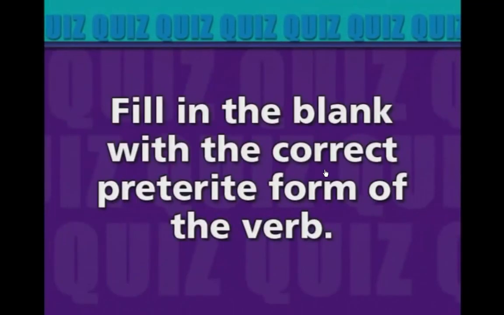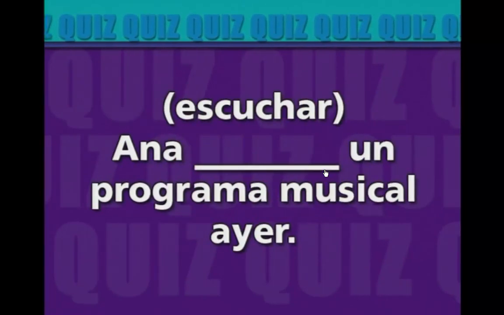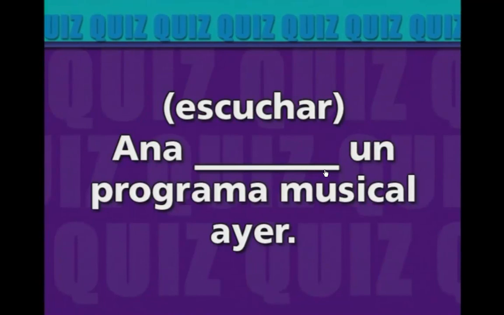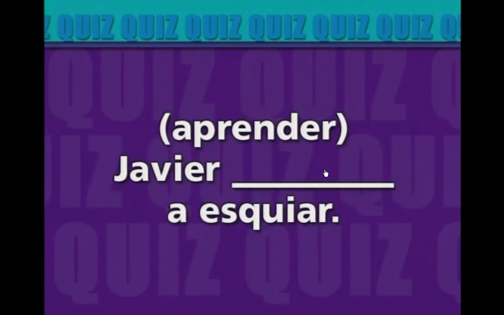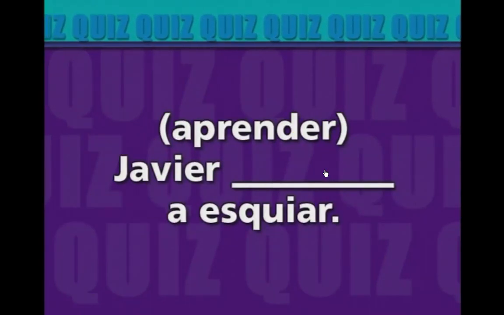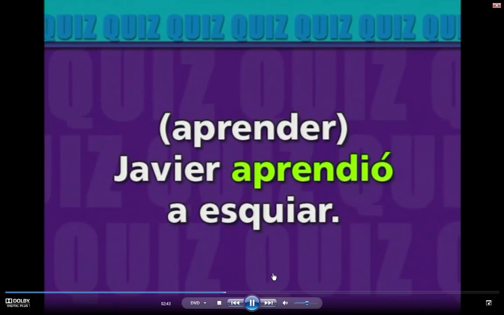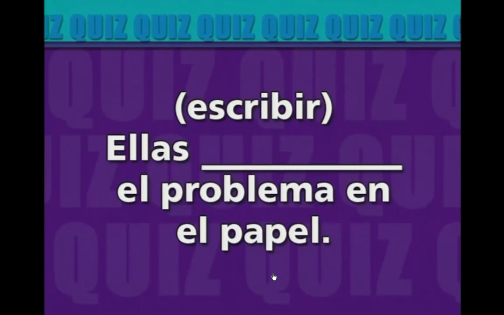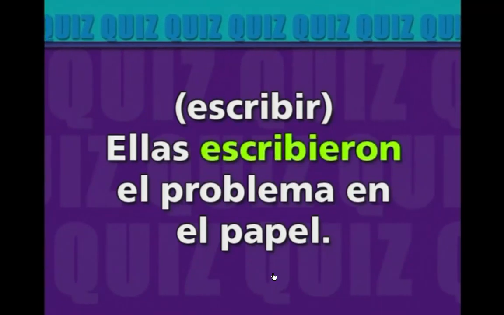Did you get all that? Here's your chance to find out. Fill in the blank with the correct preterite form of the verb. Escuchar. Ana, un programa musical ayer. Ana escuchó un programa musical ayer. Aprender. Javier, a esquiar. Javier aprendió a esquiar. Escribir. Ella, el problema en el papel. Ellas escribieron el problema en el papel.